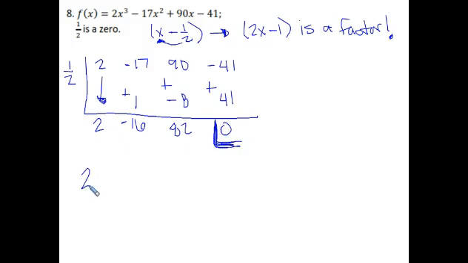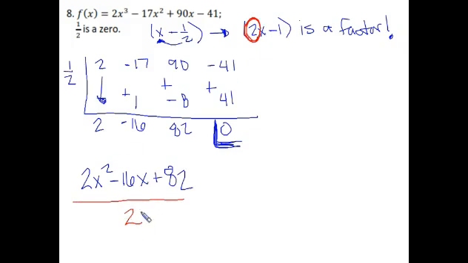So our quotient is 2x squared minus 16x plus 82, but hold the boat, we have to be careful. Notice how our divisor was 2. We're using the synthetic division process, so we have to be careful with this. We need to divide everything by 2. So that would give us x squared minus 8x plus 41.